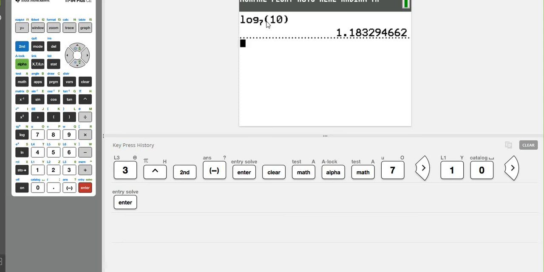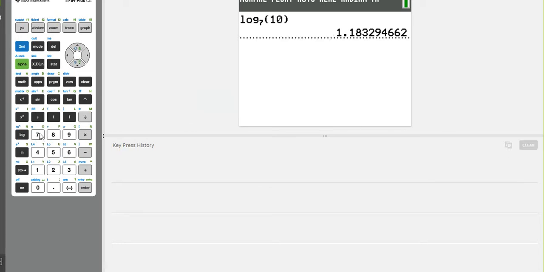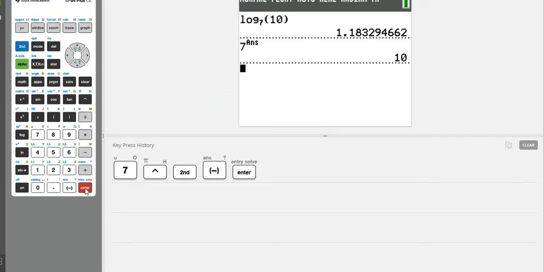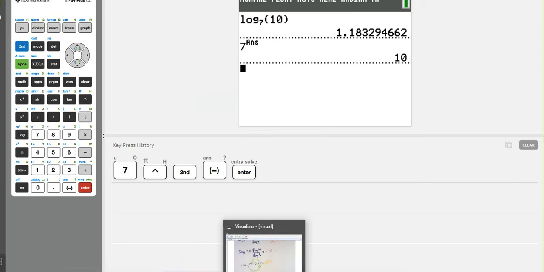Well, you could do 7 to this power should equal 10. So to practice that, let's clear this out. 7 raised to the power of my previous answer. Second button and then the opposite key. Bam. 10. Nailed it. All right. Is that answer key a new trick for you guys on your calculator? All right. It's a good one.